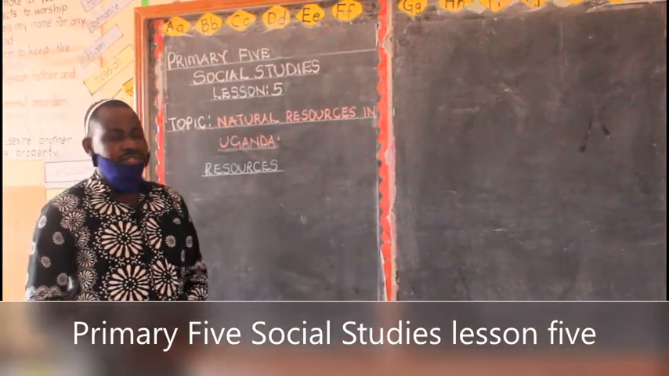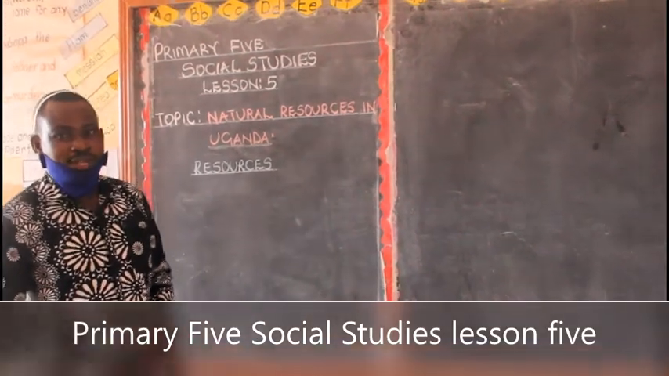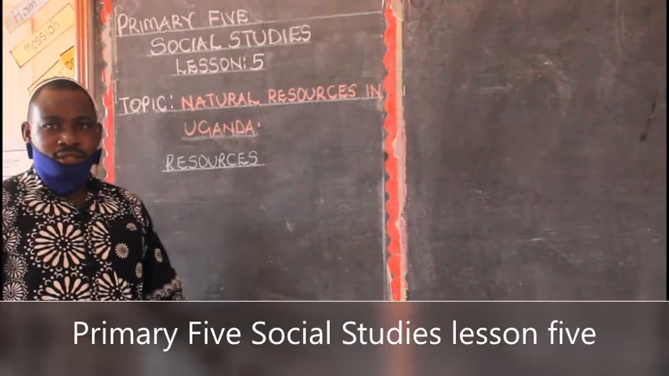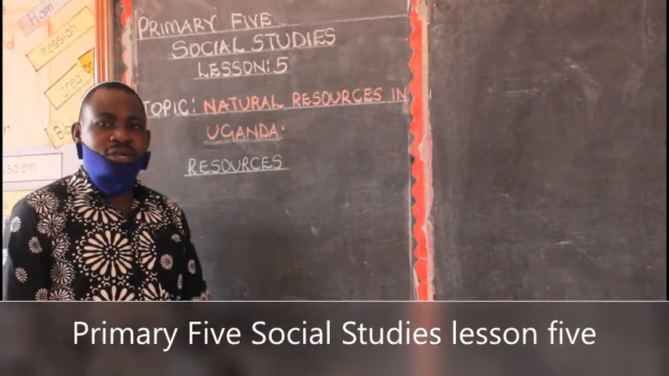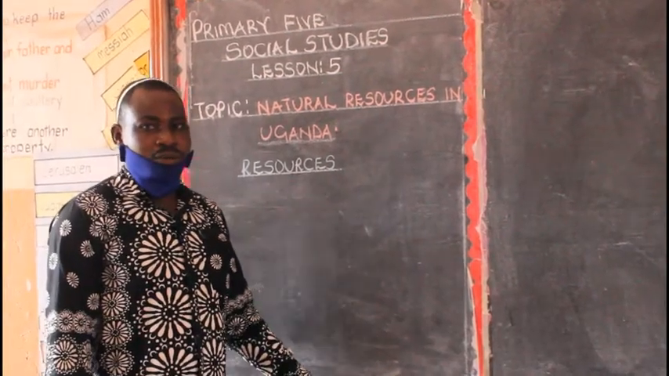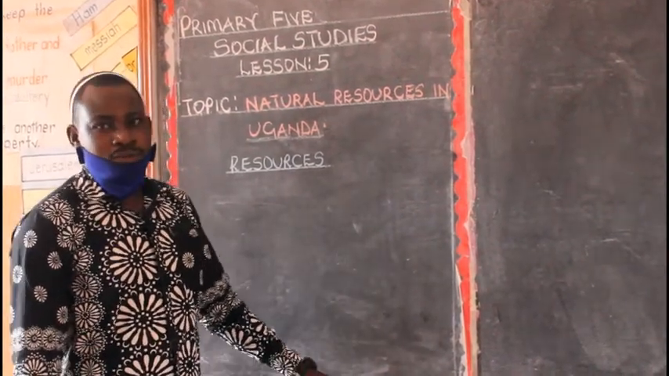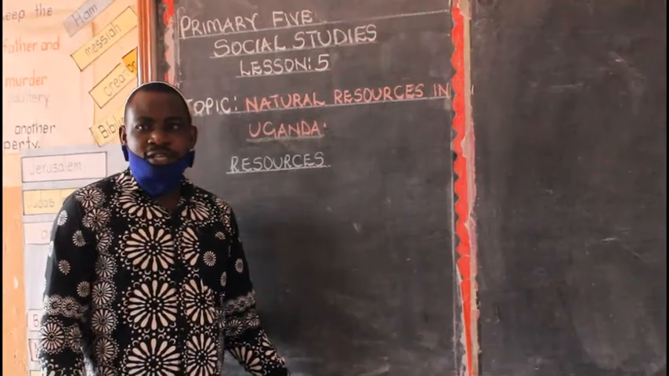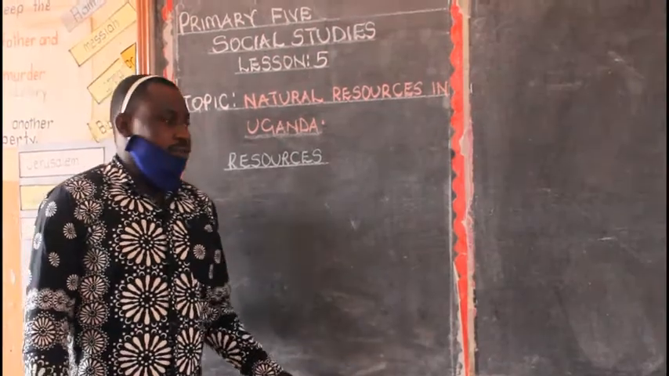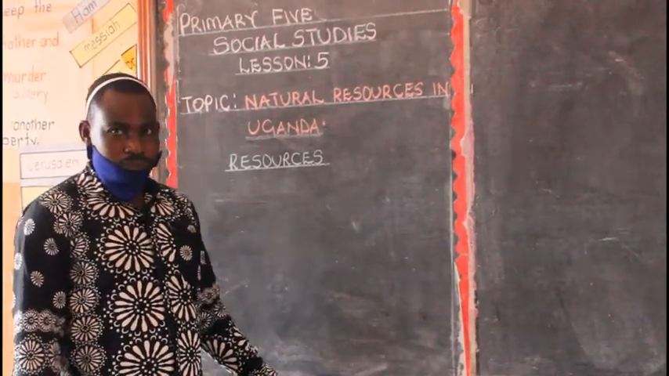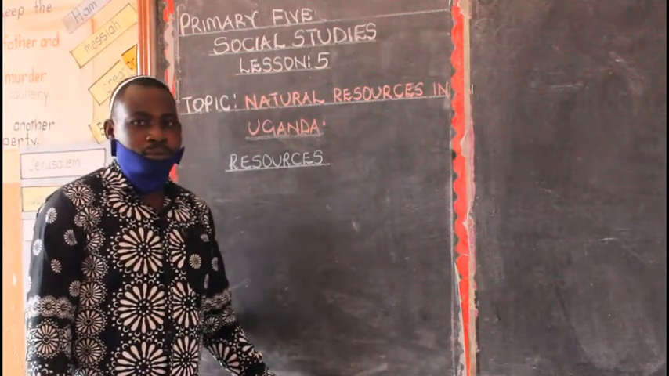In the previous lesson, we discussed tourism. And we said that tourism is the act of traveling for leisure. Then we also looked at the two types of tourism: domestic tourism and international tourism. Then we also looked at reasons why tourism is called an industry. We said that tourism is called an industry because it's a source of income. Two, tourism gets employment to people.